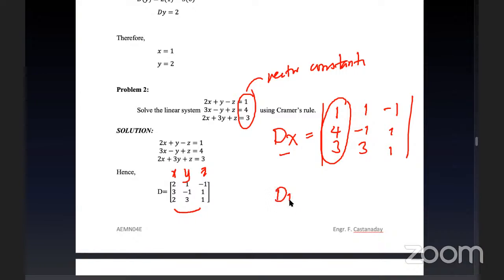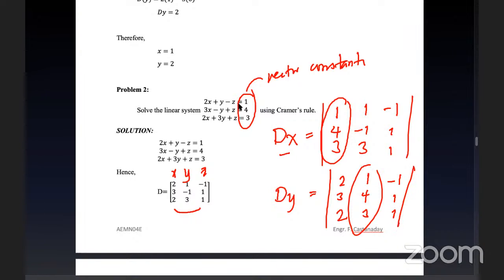Now for our determinant y. Determinant y can be formed by replacing the second column, the coefficients of y, right? So we just copy the first column, 2, 3, 2. Replace the 1, negative 1, 3 by the vector of constants, 1, 4, 3. This is it, because we are to solve for y. In the first determinant, we were solving for x. And then we copy the third column, so negative 1, 1, 1.